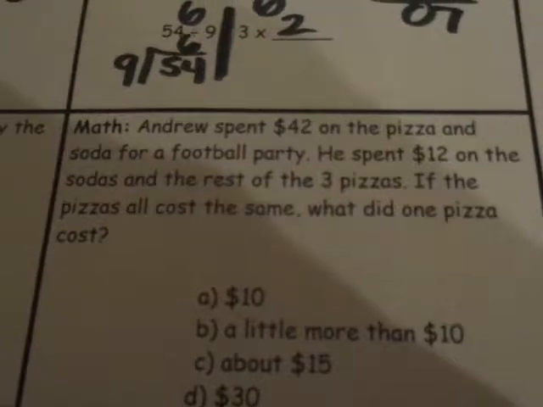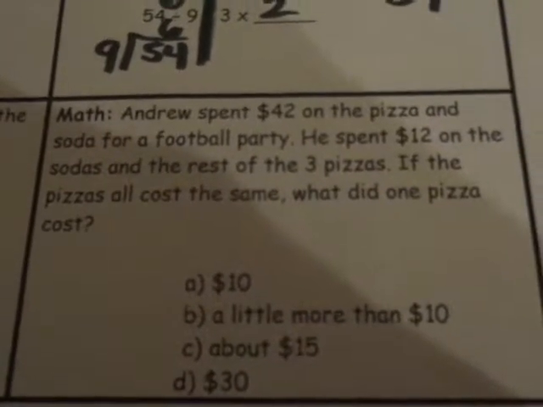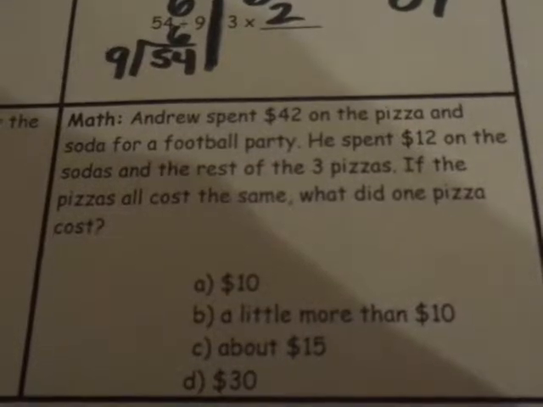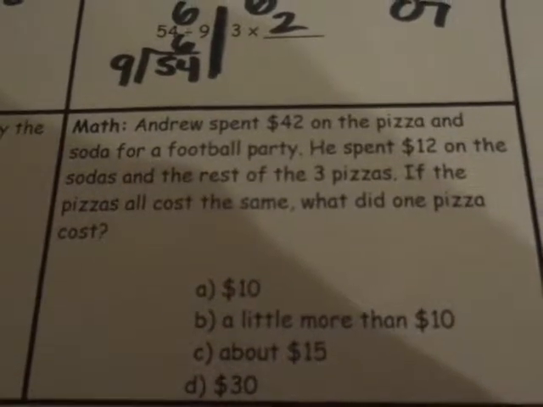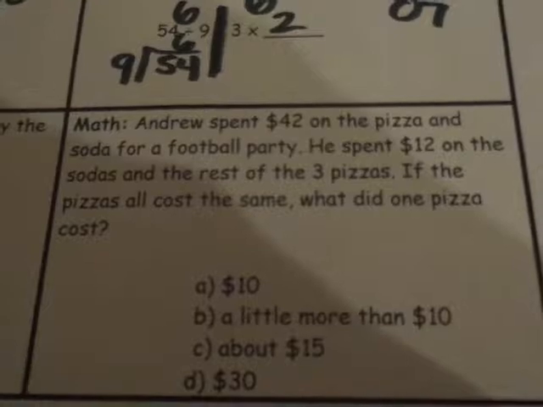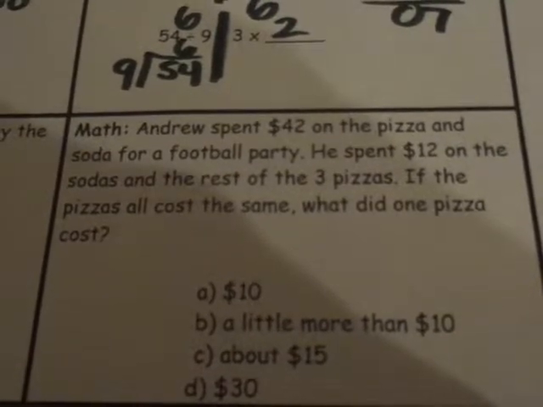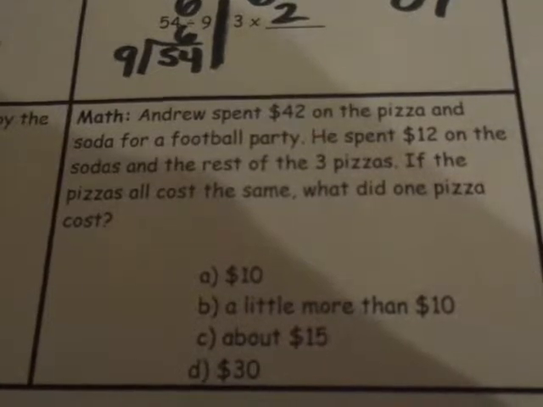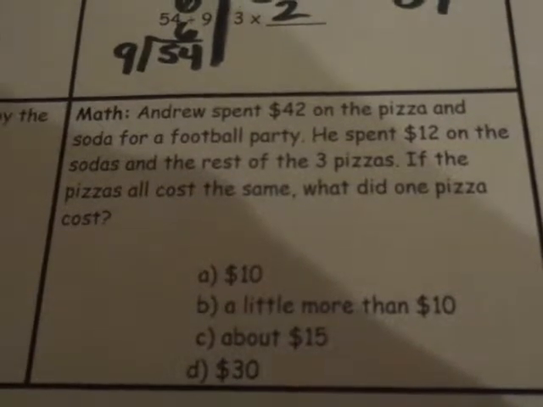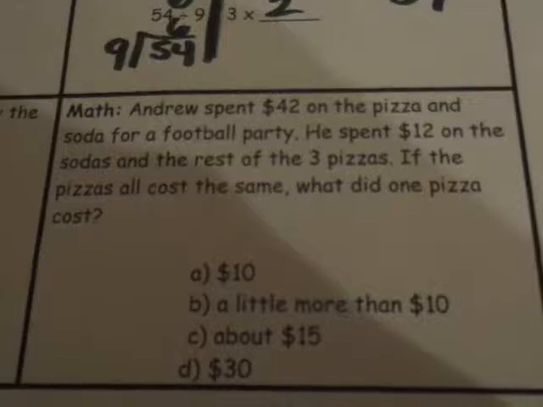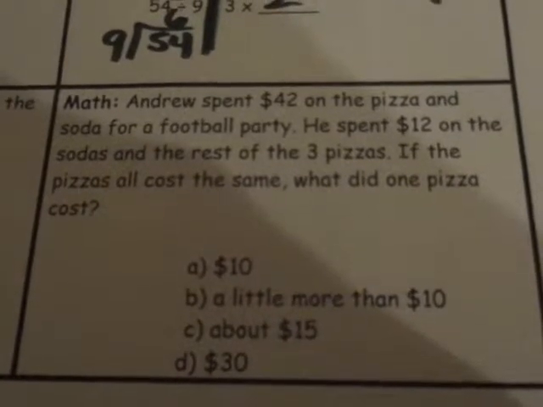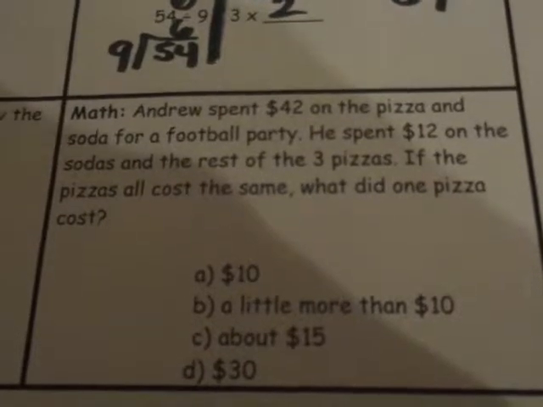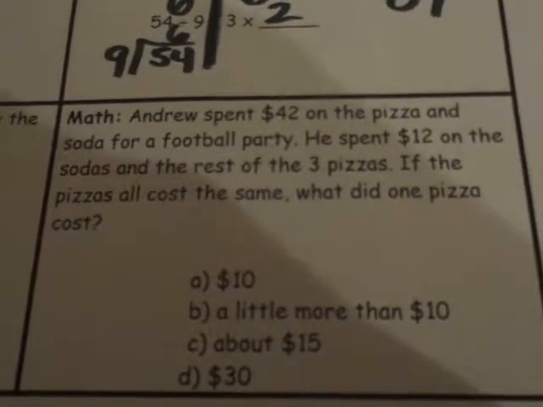All right. Andrew spent $42 on the pizza and soda for a football party. He spent $12 on the soda and the rest on the 3 pizzas. If the pizzas all cost the same, what did one pizza cost? So we have a multi-step problem here. We have to figure out how much one pizza cost. So let's break this problem apart.